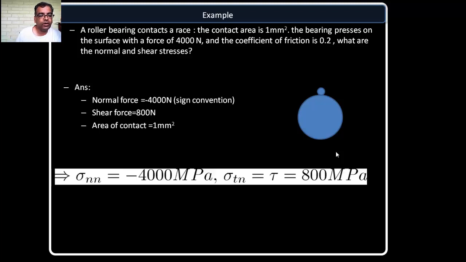So you divide normal force by area, which will give you minus 4,000, and please watch the units. It is megapascals. Newton per millimeter squared is megapascal. And shear stress, typical notation is tau or sigma Tn. We will talk about the notation in a short time. It is 800 megapascals, which is normal force times coefficient of friction divided by area. Okay, so you get the idea of what is meant by normal stress and shear stress, right?